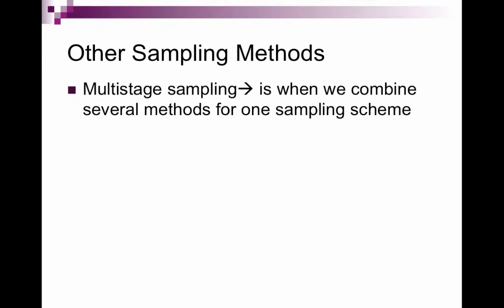Another sampling method is multi-stage. Multi-stage is when we combine several methods for one sampling scheme. Now, I want to say here that all sampling methods will eventually use a simple random sample, where you number everybody and we have an equal chance of being selected. So using a simple random sample with another method is not multi-stage. Multi-stage is like, for example, if we are combining cluster and stratified, then we have multi-stage.